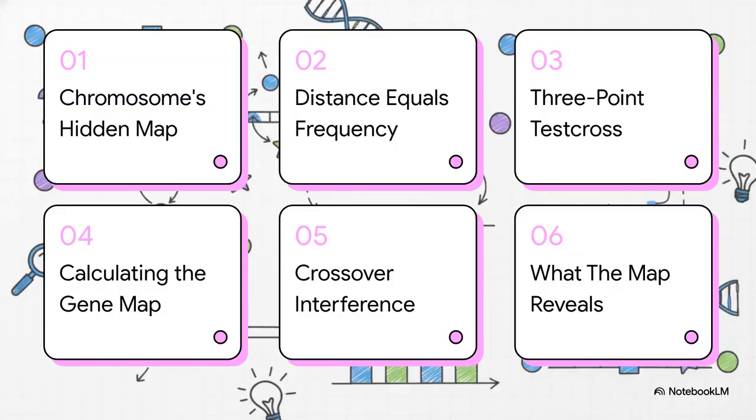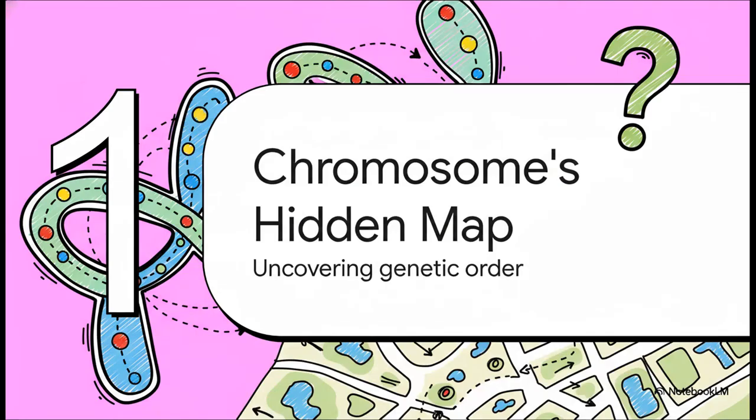So here's the game plan for our journey today. First, we'll get a handle on the basic problem. Then, we'll unpack the big idea that makes all of this possible. We'll look at the specific tool scientists invented for the job, it's called the three-point test cross, and then we'll actually walk through the numbers to build a map ourselves. We'll even get into a slightly more advanced idea called interference before we wrap it all up with what this map really tells us. Okay, let's get into it.